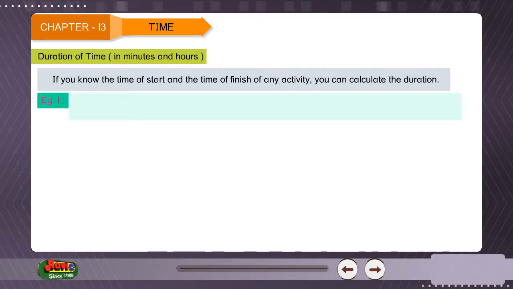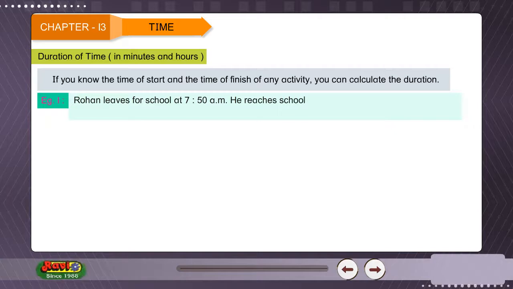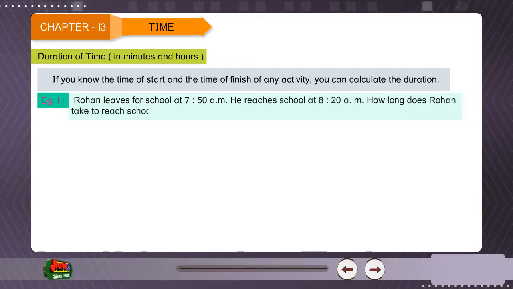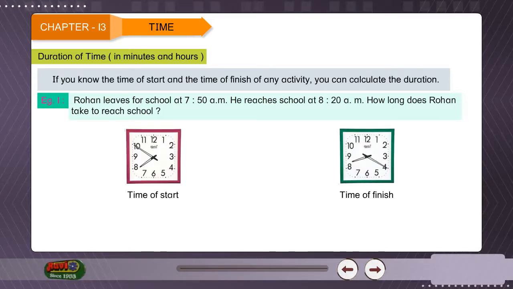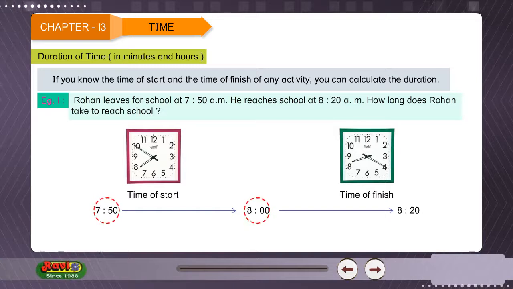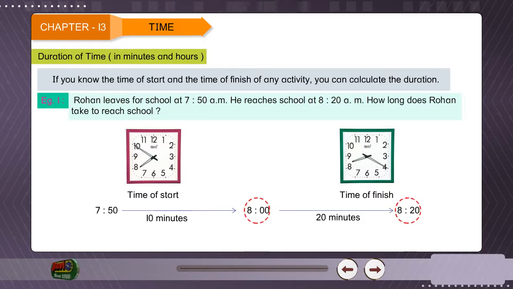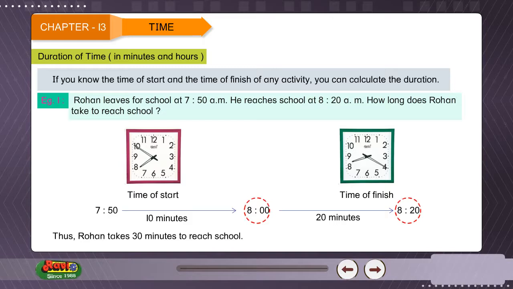Example 1. Rohan leaves for school at 7:50 am. He reaches school at 8:20 am. How long does Rohan take to reach school? Time of start, time of finish. 7:50 to 8, 10 minutes. 8 to 8:20, 20 minutes. Thus, Rohan takes 30 minutes to reach school.